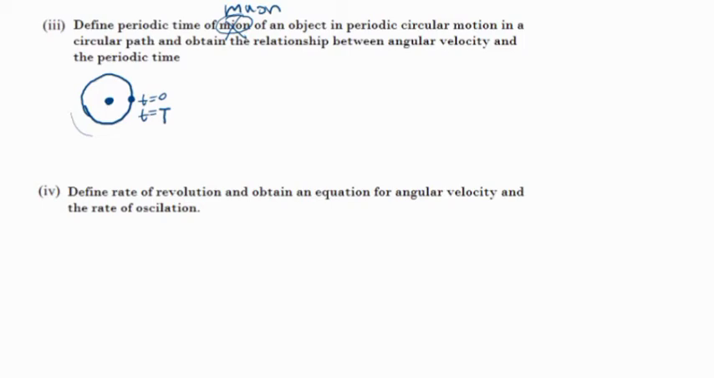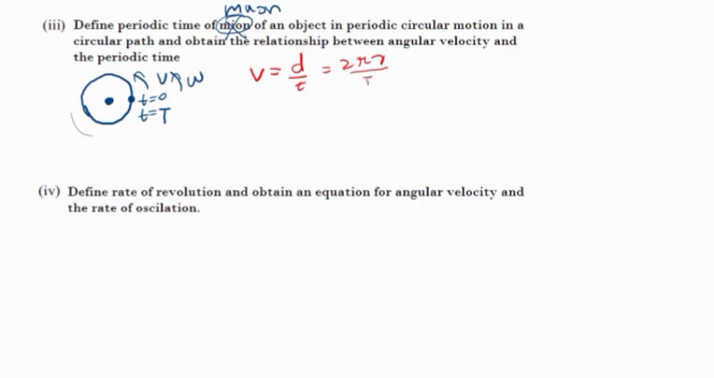How to obtain it now? If you are moving around a circle with a tangential velocity of v, and you also have an angular velocity of omega, we know one thing: v is equal to distance divided by time. Here, the distance is 2 pi r over time. That's it, 2 pi r over time.